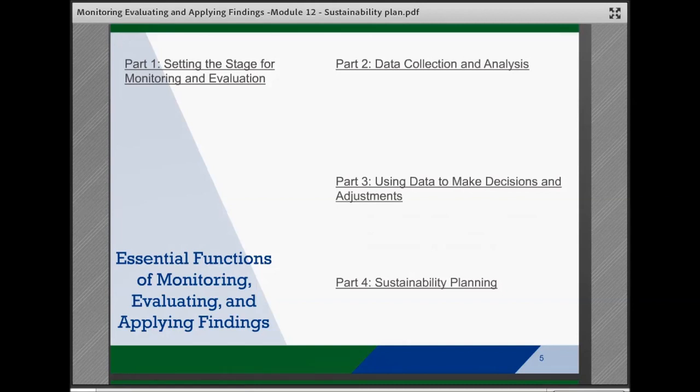It is important to remember that while the steps are presented in a linear way, in practice, often these steps will overlap and be revisited as teams continue to monitor, evaluate, and apply their findings over time.